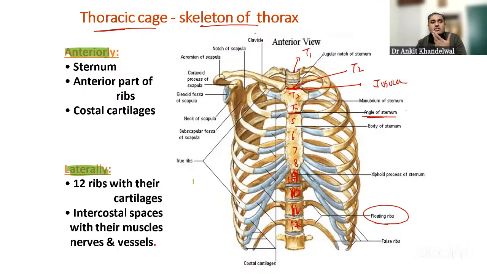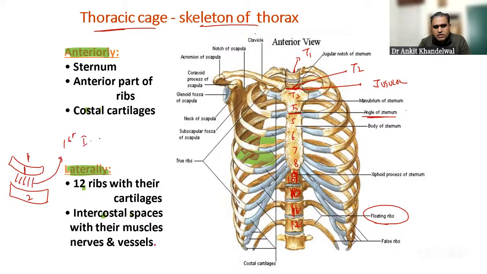Anteriorly we have the sternum and some costal cartilages. Laterally we mainly have the ribs and the intercostal spaces, because the space between the ribs is known as an intercostal space. So laterally we have 12 ribs, and do remember one basic point. Suppose this is rib number 1 and this is rib number 2. The space over here will be called the first intercostal space. Similarly, if you go below, imagine this is rib number 5 and this is rib number 6. This is the fifth intercostal space.